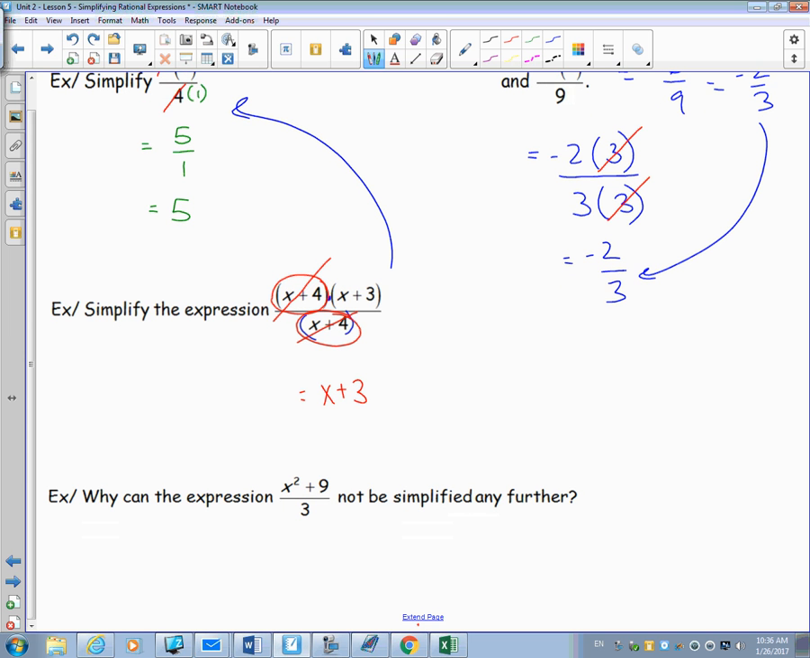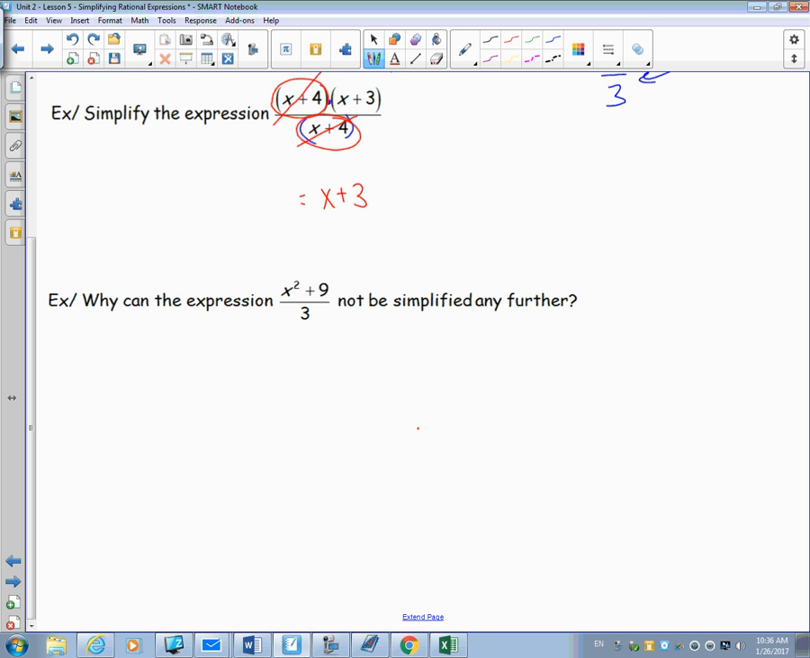Why can this expression not be simplified any further? Why can I not cancel a 9 and the 3 and say, oh, that just makes 3? What's our rule? They have to be multiplying, right? And what do we have in this? We got a plus sign here. So I can't break parts. I can't break it into pieces and then cancel. I have to cancel entire expressions.